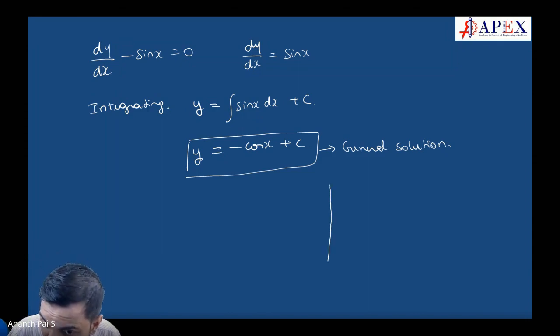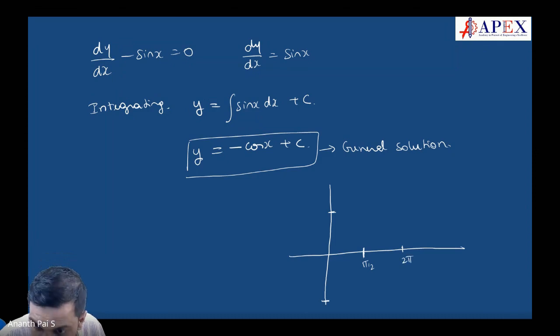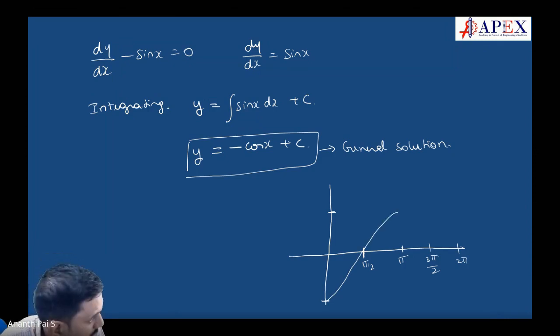It is called the general solution because it is minus cos x. Minus cos x starts from minus 1. If c was 0, it would start from here. This would be pi by 2, this would be pi, this would be 3 pi by 2, this would be 2 pi, like this. So this would go like this, then go to the top, then go down like this.